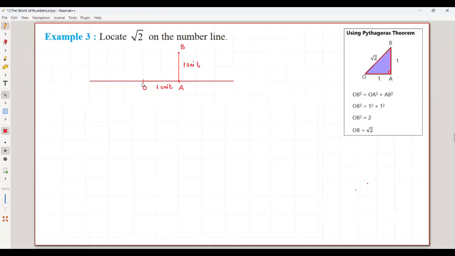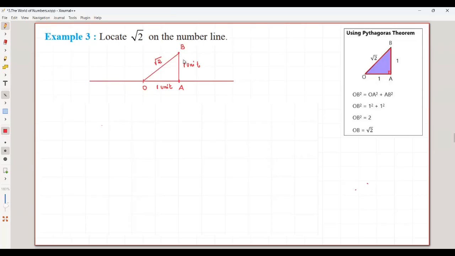Now I can join OB. If I join O and B, this is my root 2. Why? Because 1 square plus 1 square, you will be getting 2. If you take the square root, you will be getting OB is equal to root 2.